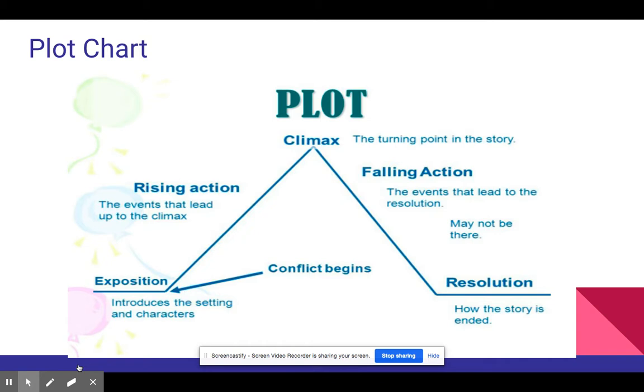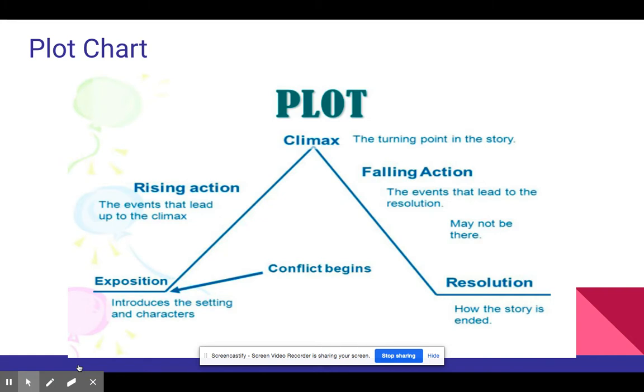Your exposition introduces the setting and the characters. Remember, your setting is the time period and the place. It can also be things such as the clothes they're wearing, the types of people they're around, what's going on during that time. Your rising action is the events that lead up to the climax. So you can have multiple events that are part of your rising action. In fact, in a longer film or a longer story, you are going to have multiple things that happen before you reach the climax.